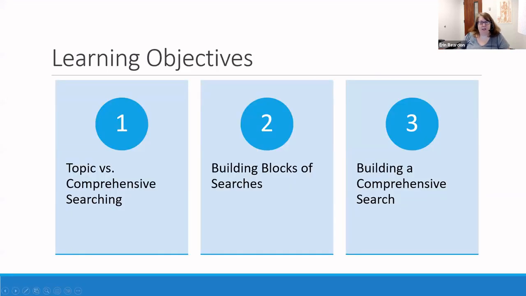So today we're going to be talking about three big areas. We're going to talk about topic searching, or exploratory searching, versus comprehensive searching in PubMed. We're going to talk about the building blocks of comprehensive searches, and then we're going to build a comprehensive search together.